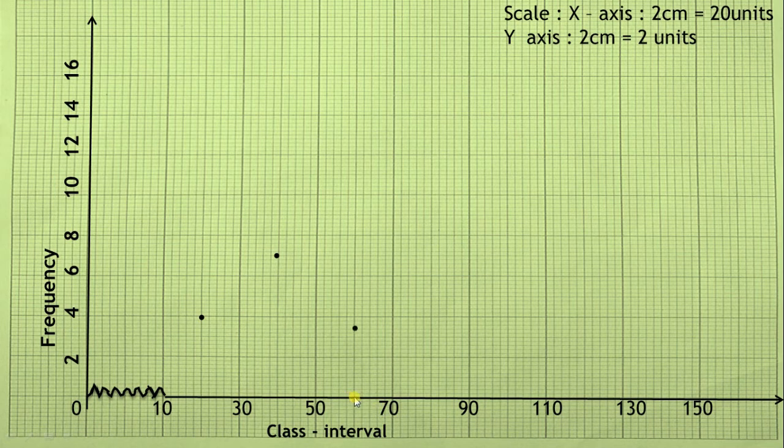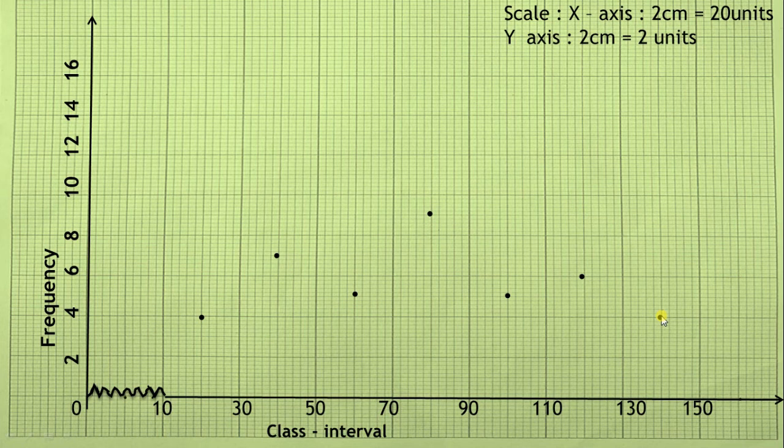Similar way, 50 to 70, midpoint will be 60. The next frequency is 9. The next frequency is 5. I need to mark the point over here 5. 70 to 90, the midpoint is 80. The next frequency is 9. Mark the dots correspondingly. Then 90 to 110, it is 5. Next, 110 to 130, the midpoint is 120. The frequency is 6. And the last one, 130 to 150, frequency is 4.